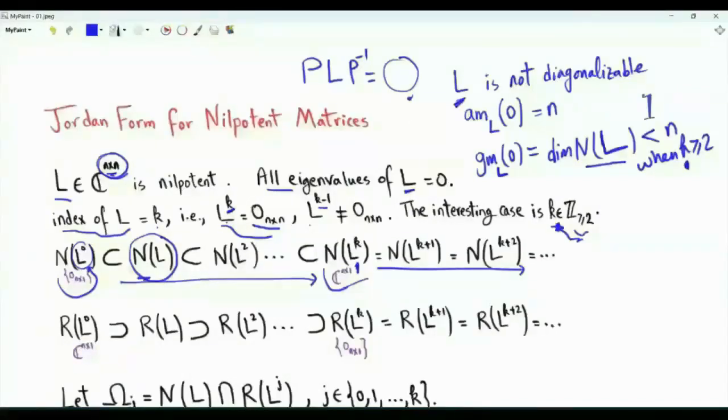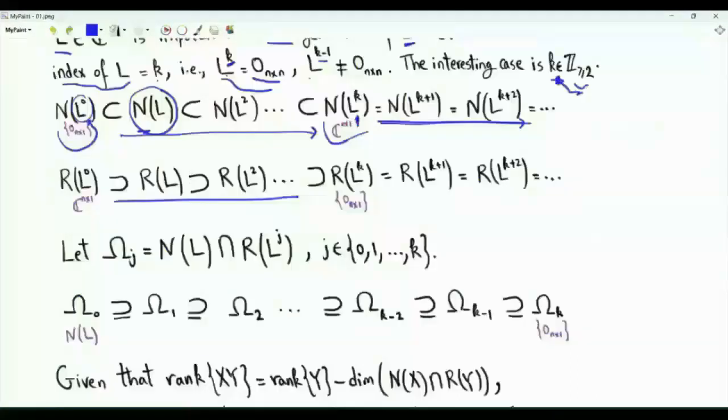Let's go back to our matrix L. The null space grows and then remains the same. The range of the matrix, on the other hand, shrinks till we reach L to the power k, which is the all zero matrix, whose column space is just the all zero vector. Let omega j be the intersection of the null space of L and the range of L to the power j. j is an integer that can be 0, 1, all the way to k. k is the index of L.